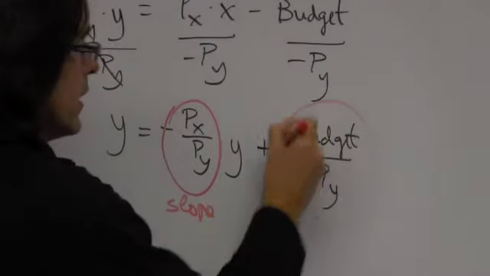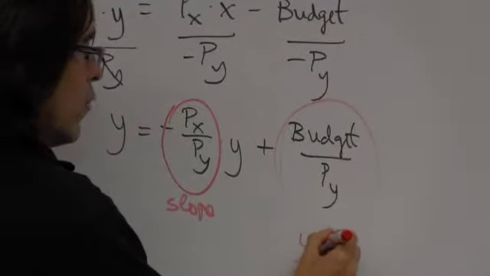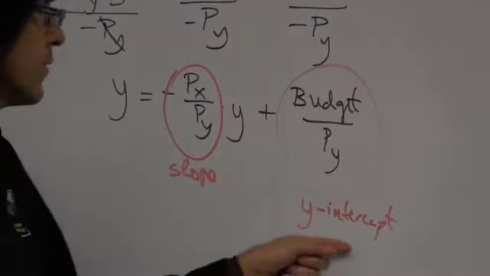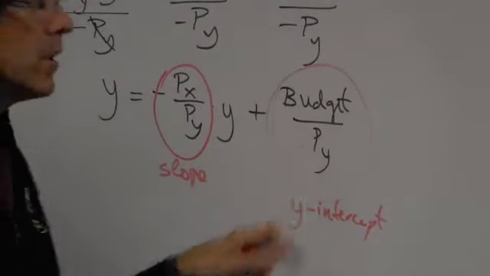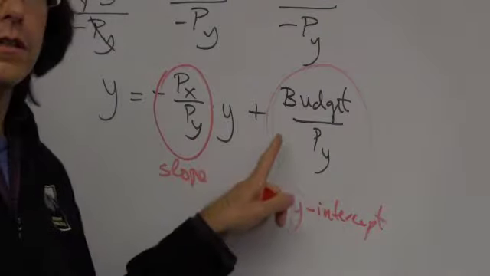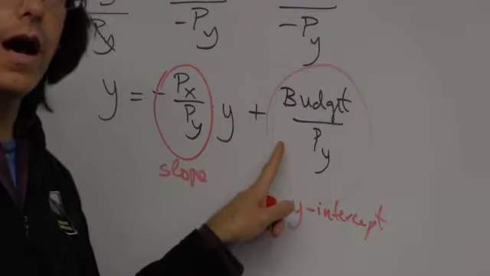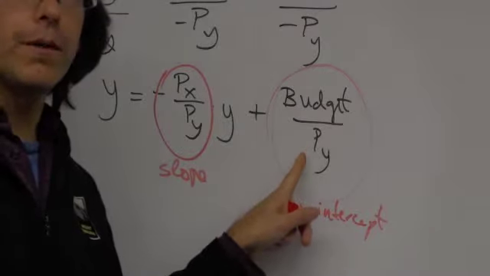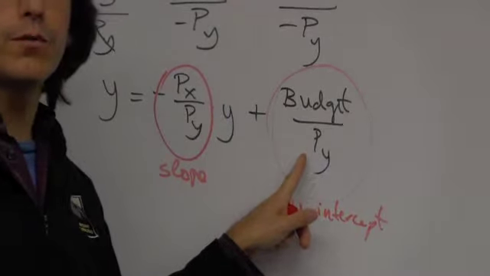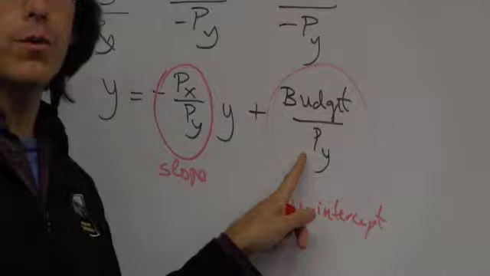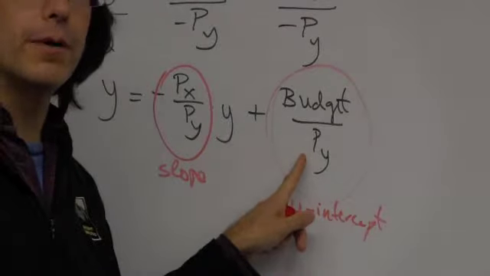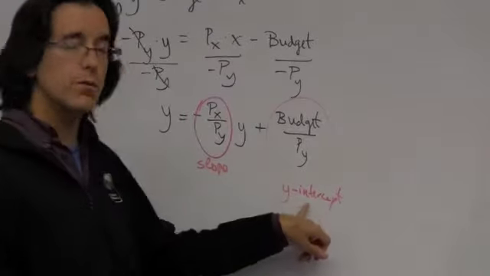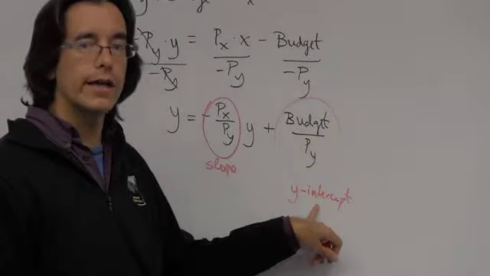The second item is this is our Y-intercept. What's the significance of the Y-intercept, at least based on this? Well, if we take our budget divided by the price of Y, we're taking all the money we have to spend and dividing it by the price of Y. We get the number of units of Y that we could buy if we spent our entire budget on Y. So it's our maximum amount of Y, and that fits in with this idea of the Y-intercept.